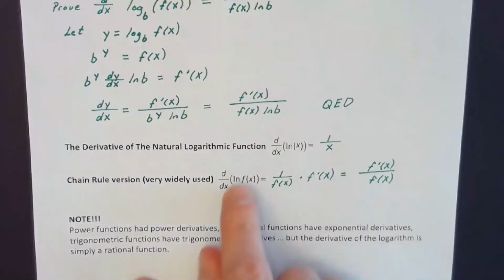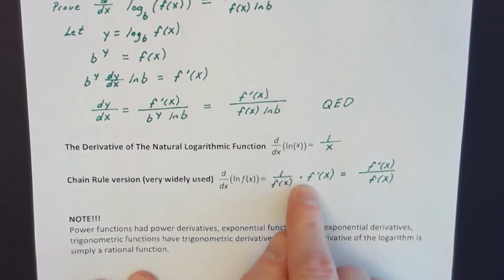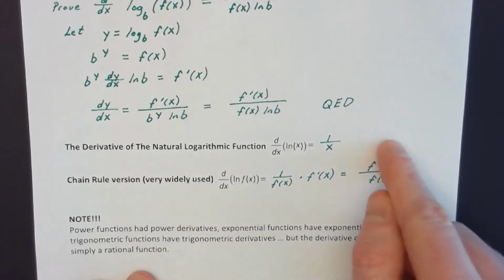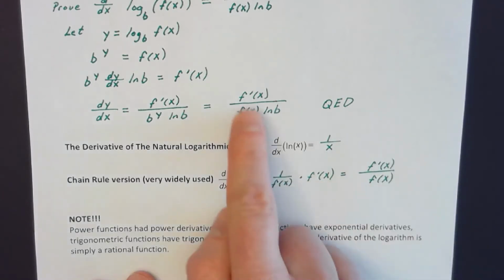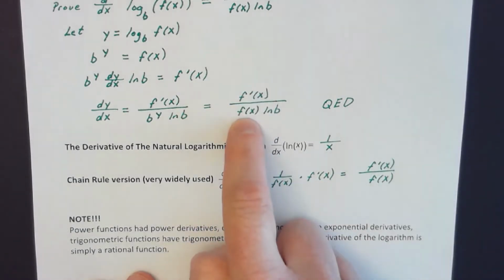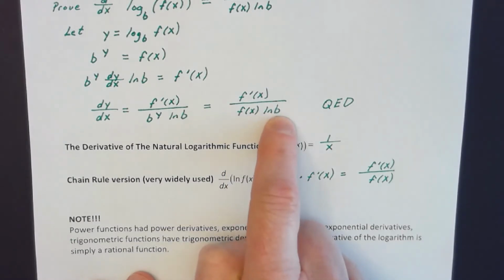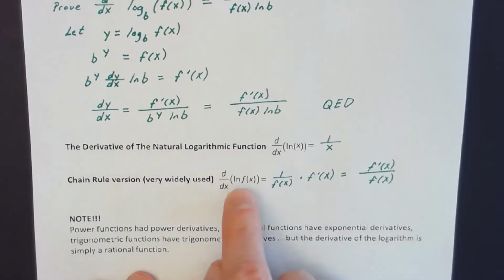If it's the natural log of f of x, we just say, well, it's 1 over f of x, and this comes from the chain rule, times the derivative of the inside. So that'd be f prime of x. And we see our f prime of x over f of x, which was a component in what we proved up here. The only thing it doesn't have, again, is the natural log of the base, because the base would be understood to be base e in this case, and the natural log of e is 1.